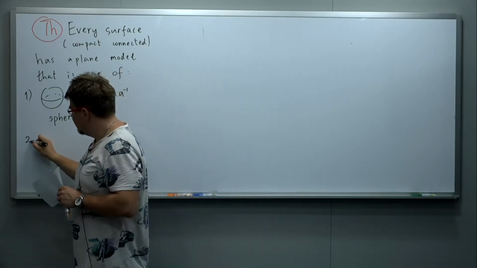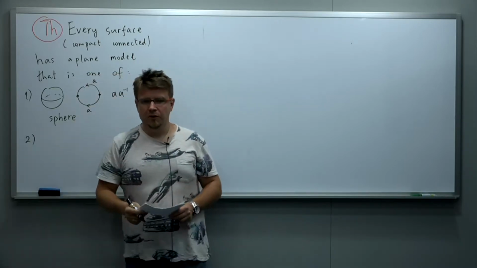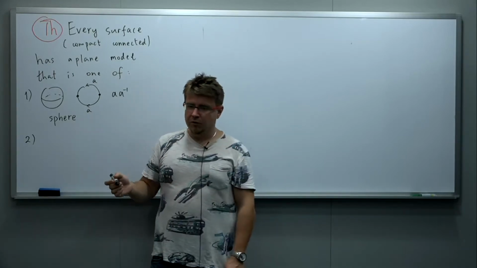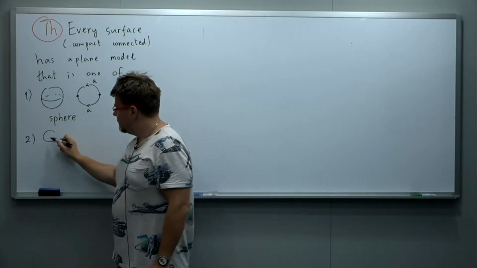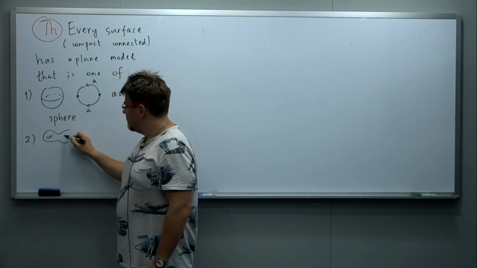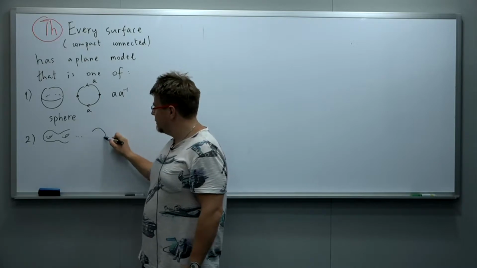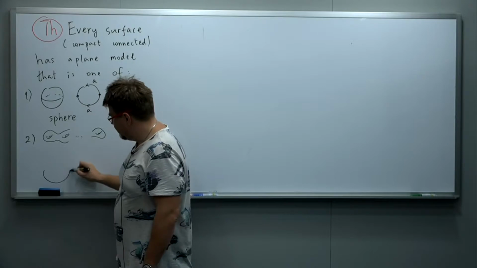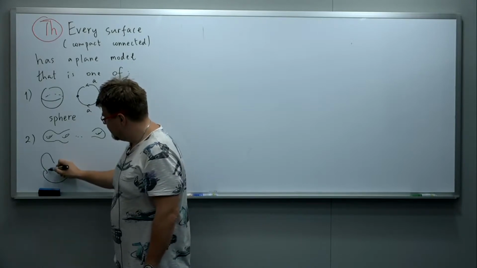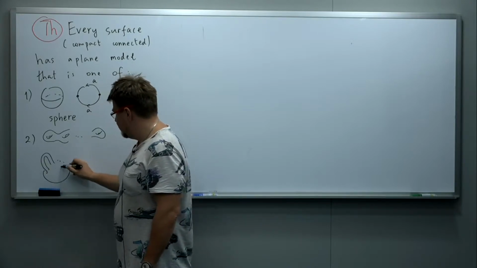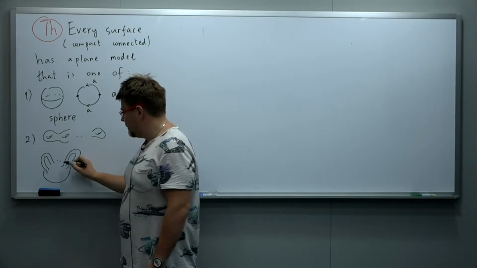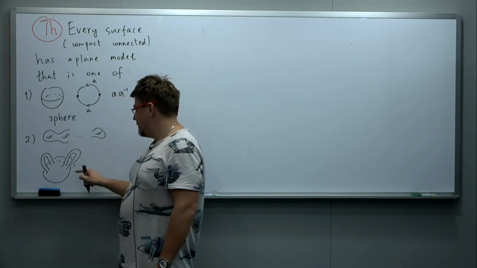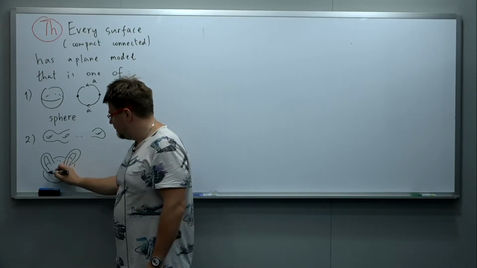Now the second type of a plane model that we may have is the connected sum of G tori. So let me draw it. So it's something like this, and there is a lot of holes, or we can also think of this as a sphere with handles. So we have a sphere and we attach a lot of handles to this sphere.